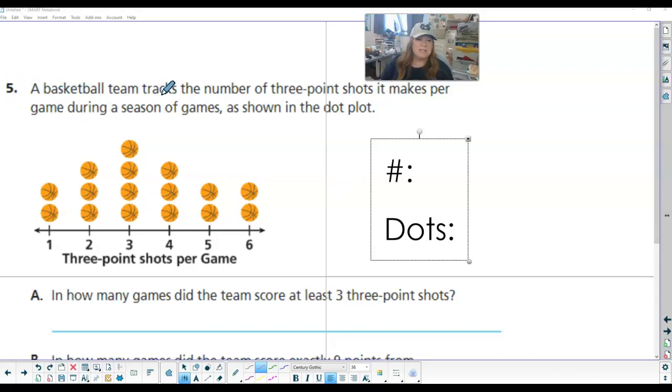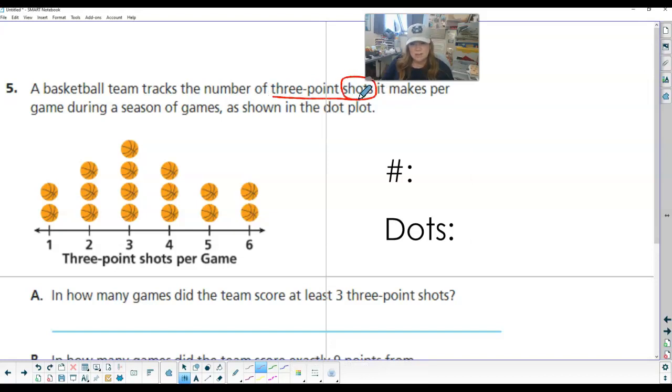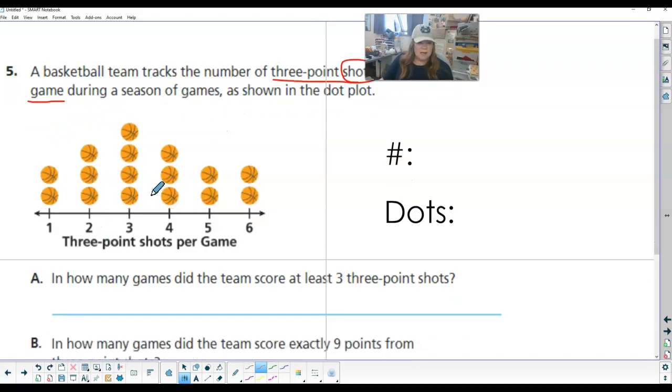Okay, so a basketball team tracks the number of 3-point shots. And remember, every time they shoot it and they make it, it's worth 3 points, but it's one shot. One shot, 3 points. It makes per game. So they're tracking their shots every game during a season of games, and it's shown here. Here's our 3-point shots. So these right here, 1 through 6, are the shots. So the shots are the numbers.